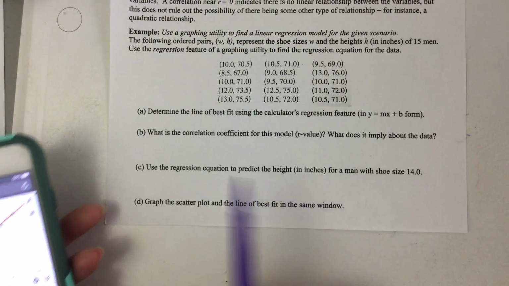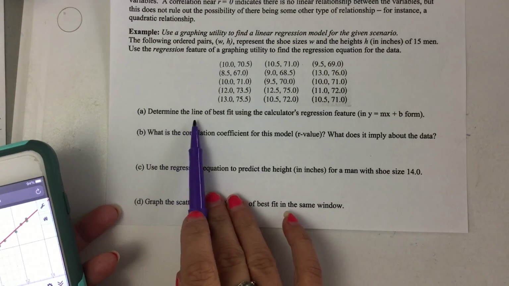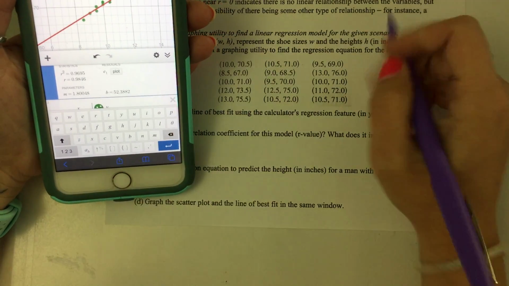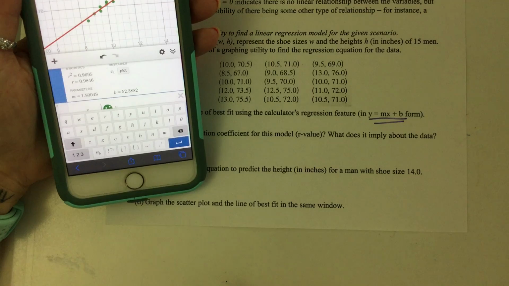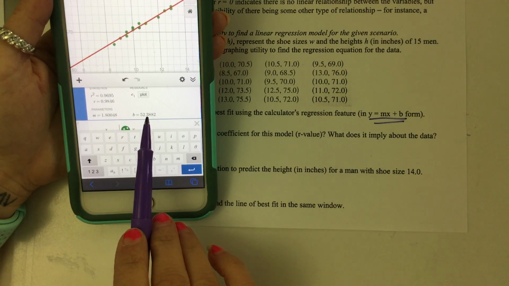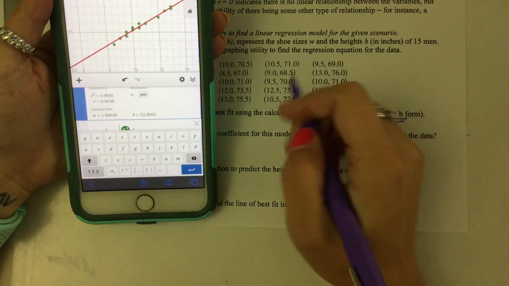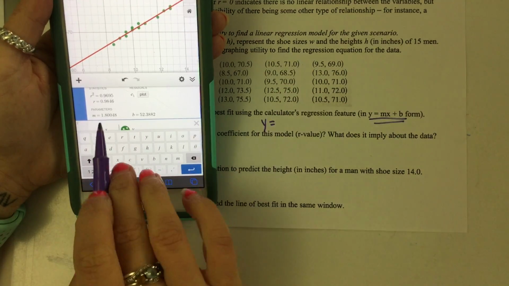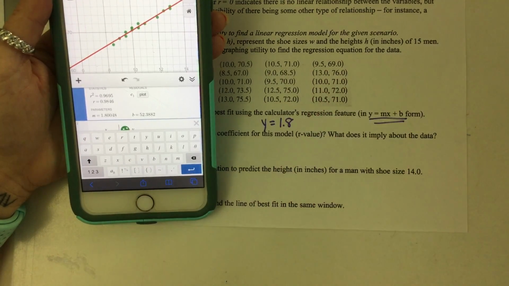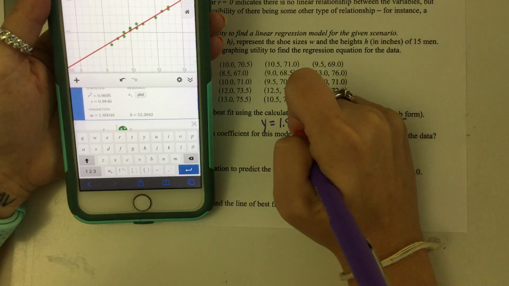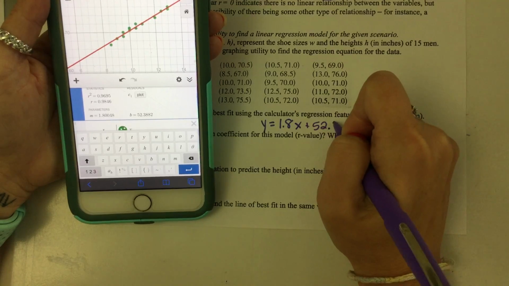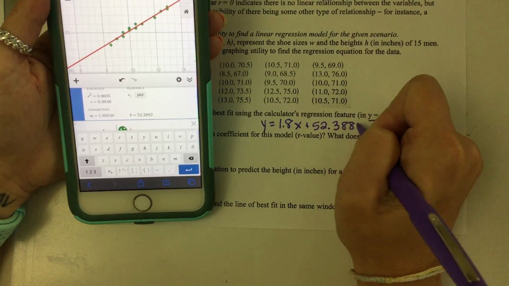So let's go ahead and see what the questions say. Determine the line of best fit using the calculator's regression feature. So our line is Y equals MX plus B. Notice the calculator tells us M and the calculator tells us B. So I just fill that in. So the equation is Y equals, M is 1.80048, so I'm going to go 1.8, because after that it's a 0, 0. M, X plus B. B is 52 point, I'm just going to put it all, 3882.